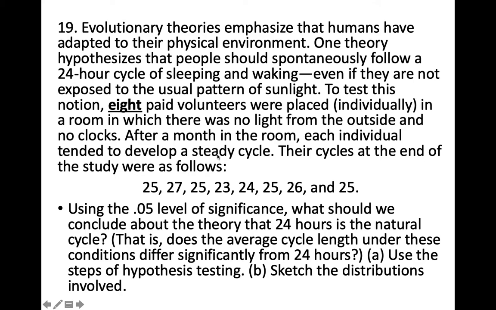And then we've got some data from each of these 8 volunteers, so 25, 27, 25, 23, etc. Okay, so then using the 0.05 level of significance, in other words, alpha level at 0.05, what should we conclude about the theory that 24 hours is the natural cycle? And this is the critical question right here. That is, does the average cycle length under these conditions differ significantly from 24 hours?